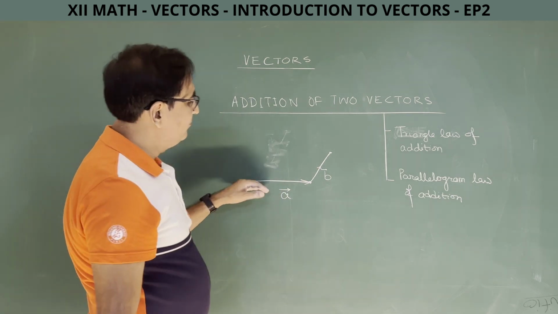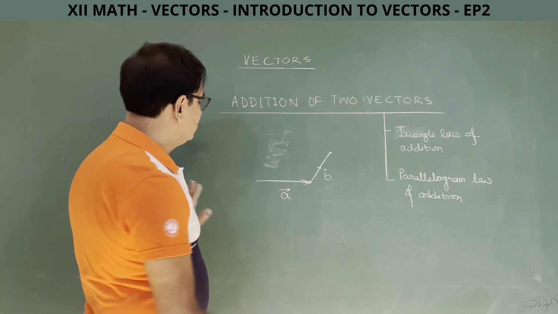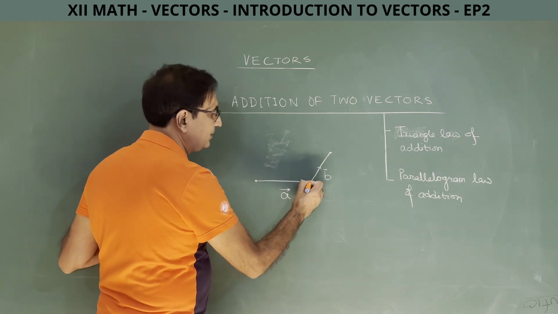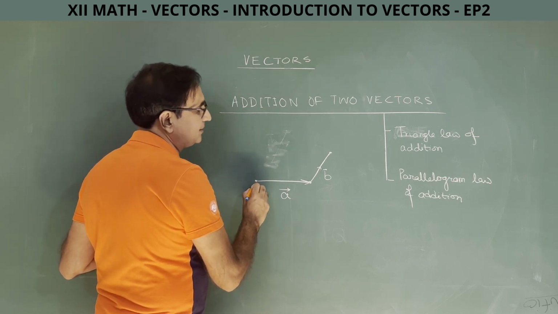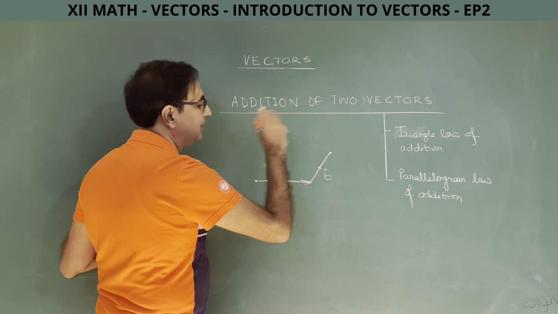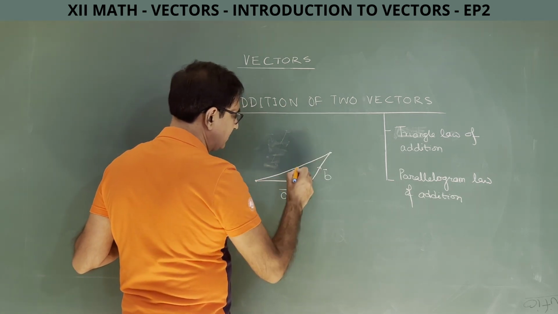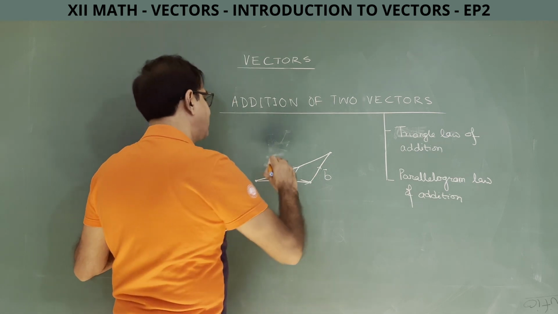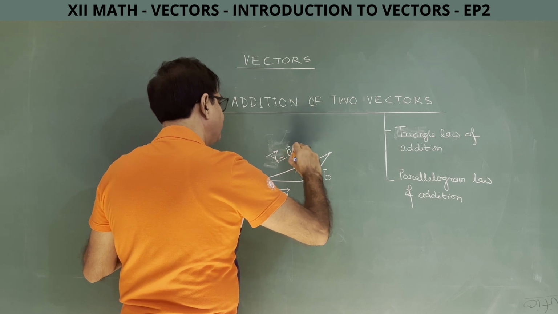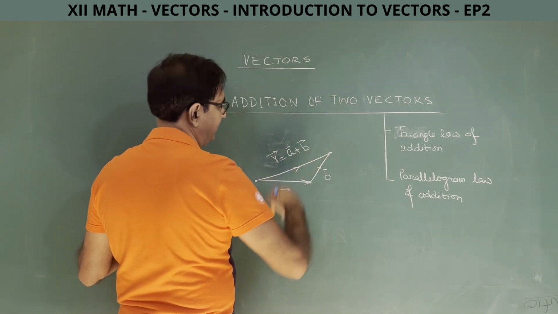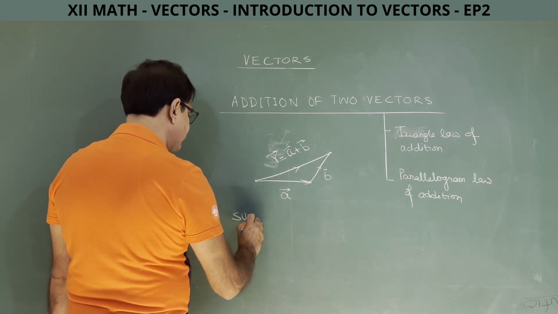I can say one after the other, a series connection, a and then b. You start from a, you come here, you go there and you rest here. Now the shortest distance between the starting point and the finishing point, along with the direction, will be called the sum of the two vectors. So this is the sum of the two vectors. I can give it a symbol, say c, and that will be a plus b. The sum of two vectors is also called the resultant of the two vectors.